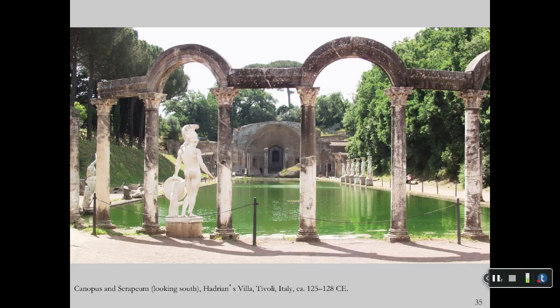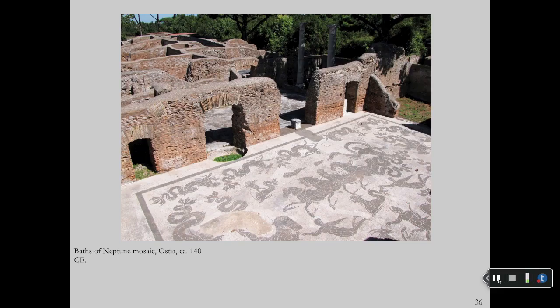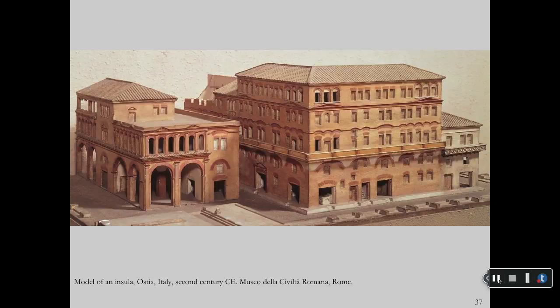Hadrian's Canopus and Serapeum he designed is an eclectic construction. Several architecture styles are borrowed from Greek, Roman, and others. In Rome and other Roman cities, the general populations lived in apartments called insula.